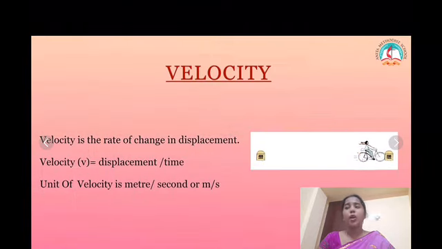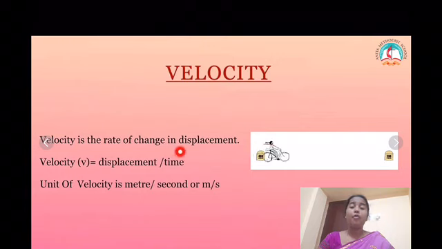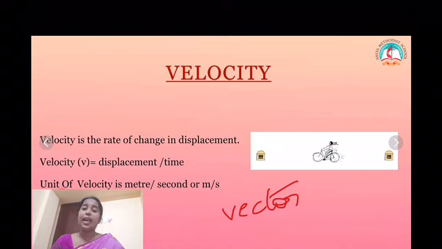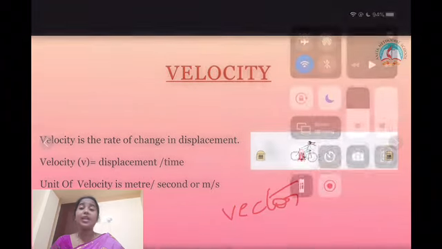Next, we are going to learn about velocity. So, what is velocity? Rate of change of displacement, or else speed of an object in a direction. So what is the formula for velocity? Velocity is equal to displacement by time. Velocity is a vector quantity, which means it depends on magnitude and direction. The unit of velocity is what? Yes, it's meter per second.